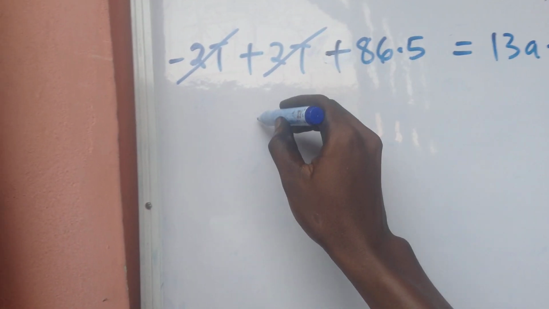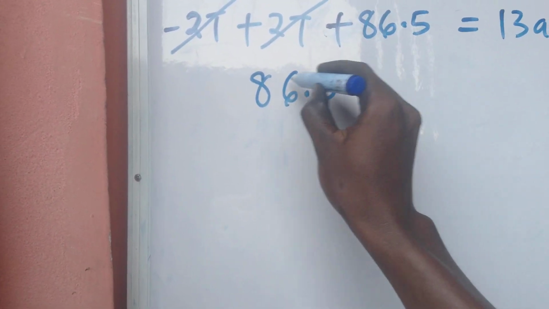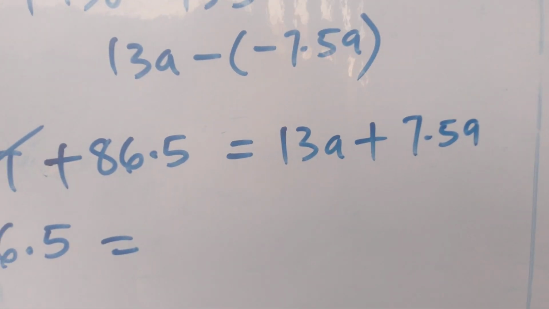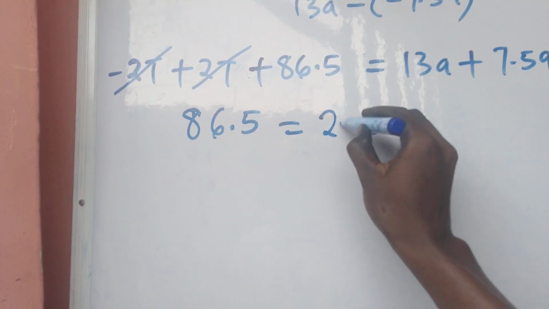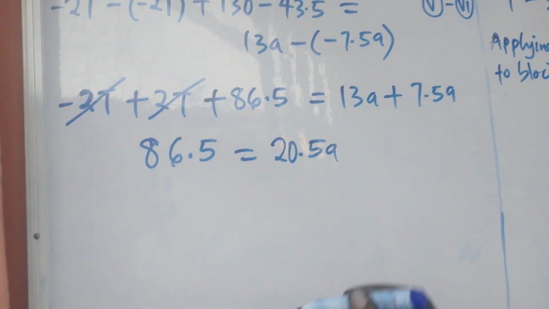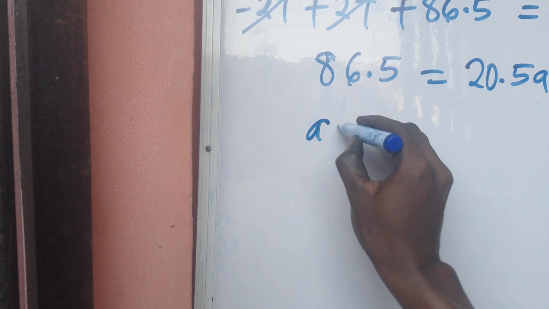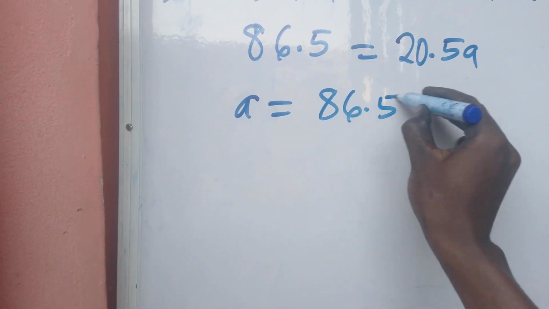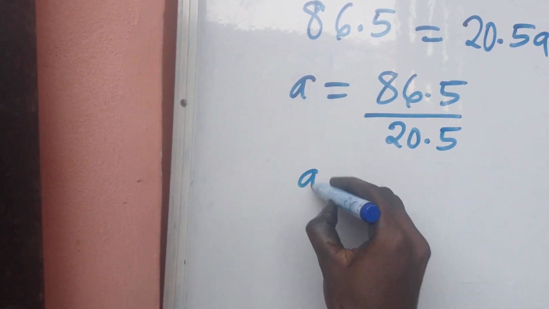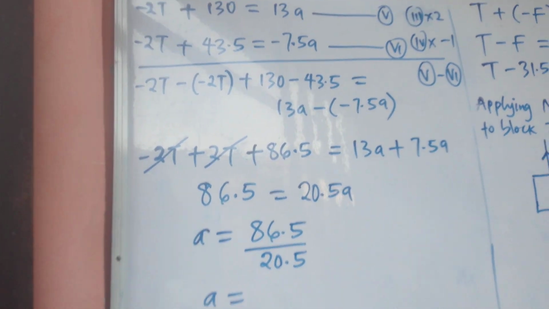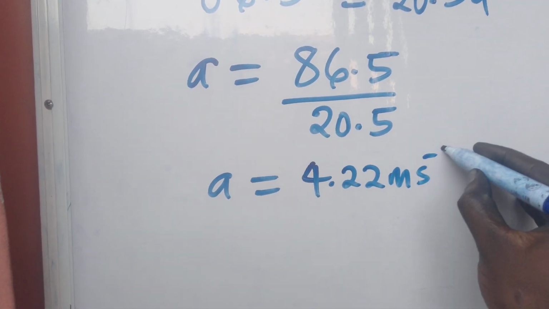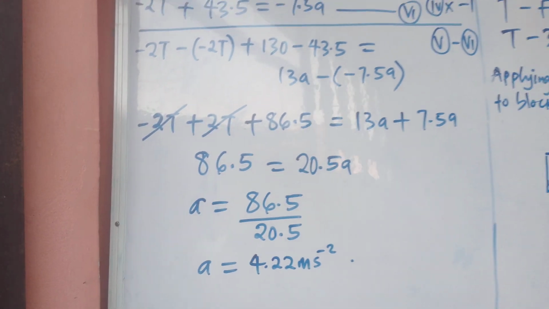So here now I'm left with 86.5 equals 13A plus 7.5A, which will give me 20.5A. If I divide by the coefficient of acceleration, my linear acceleration A will be 86.5 divided by 20.5, which gives me 4.22 meters per second squared. That's the linear acceleration A.